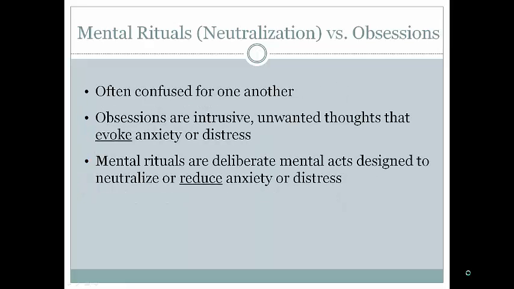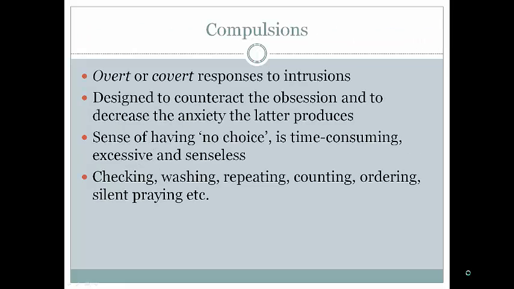Mental neutralizations and obsessions are often confused for one another. Obsessions are intrusive, unwanted thoughts that evoke anxiety or distress, and mental ritualizations are deliberate mental acts that we do to neutralize or reduce anxiety or distress. People with these kinds of obsessions often develop neutralizing routines where they'll have to count to a certain number, or do different things in order to reduce the anxiety or distress produced by the obsessive thought. Compulsions are overt or covert responses to intrusions. They're designed to counteract the obsession and to decrease the anxiety the latter produces.